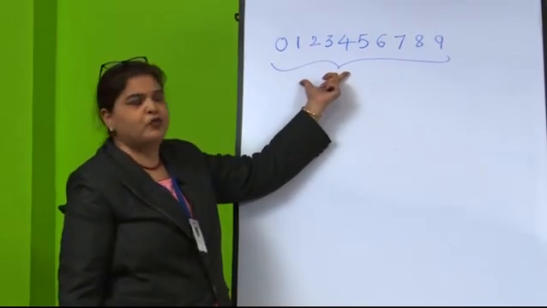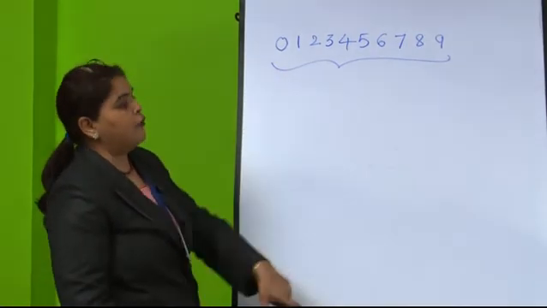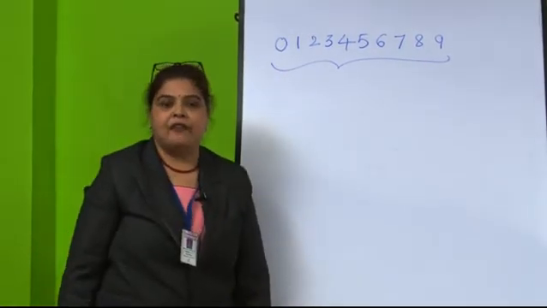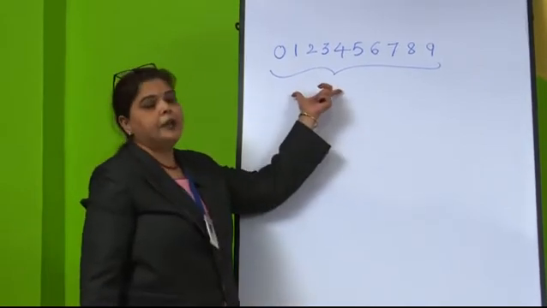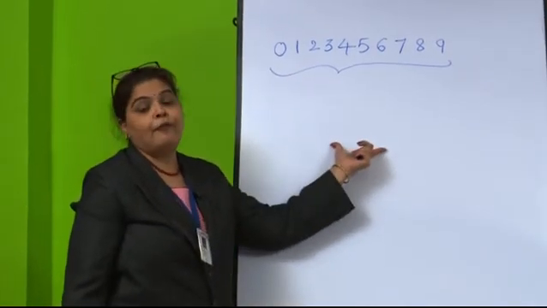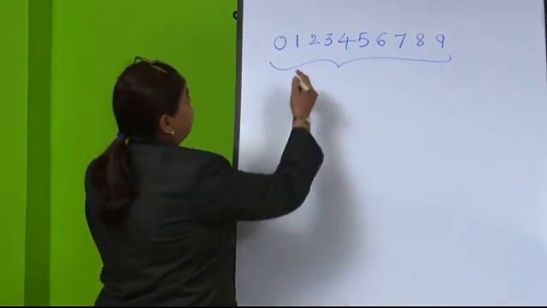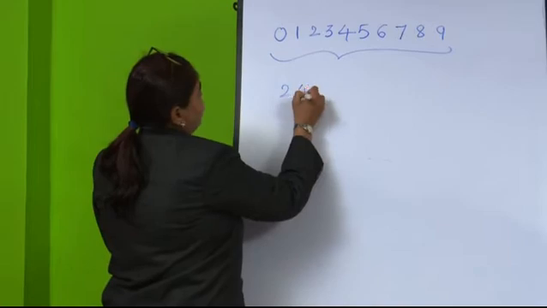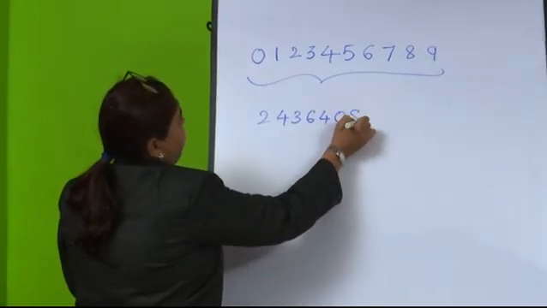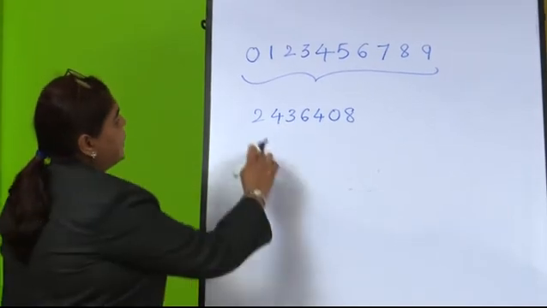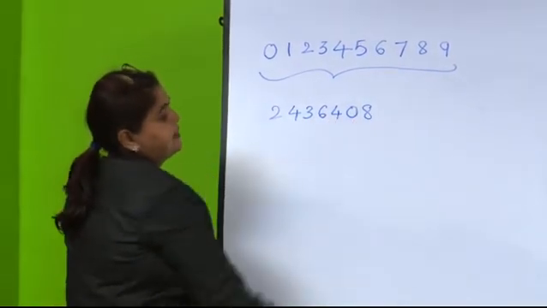What do we do? We just rearrange these numbers. If I want to write any 7 digit or 8 digit number, I can take any numbers in between these and form a new number. Yes, we will write one example here. Suppose it is 2, 4, 3, 6, 4, 0 and 8. How many digit number is it? This is a 7 digit number.